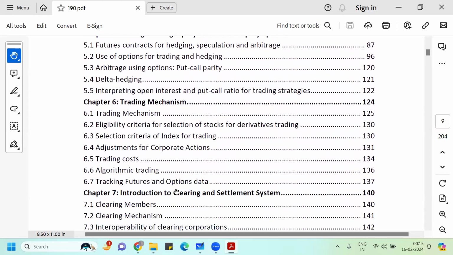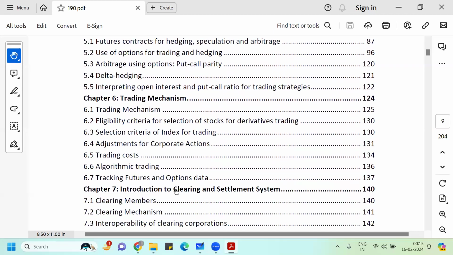Then in chapter 6, we'll talk about trading mechanism and eligibility criteria of stocks for derivative trading. If you are trading in the market, you must know that in the stock market more than 2000 stocks are trading. Approximately it's near 2600 stocks which are actually trading in the equity market. But out of these stocks, hardly 200 stocks are trading in the derivative market. So we'll study those eligibility criteria and all.